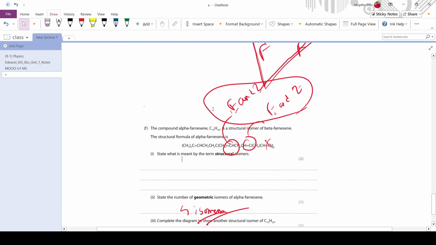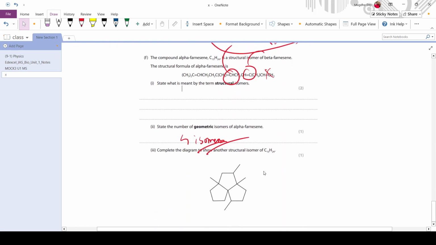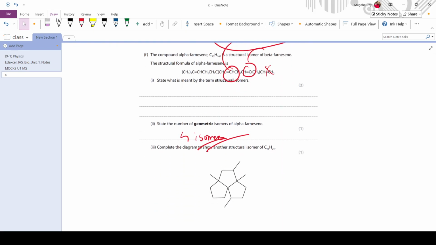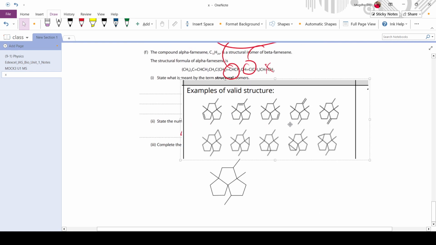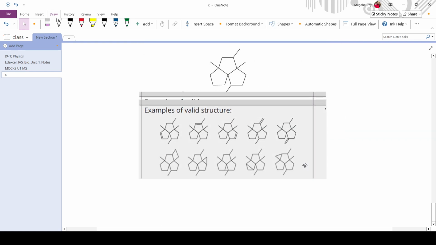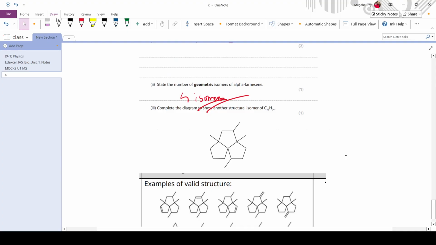C15H24. This is the structural formula. And, okay. So, according to MS, these are the bonds, basically.